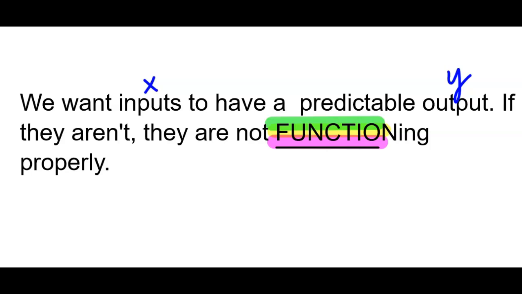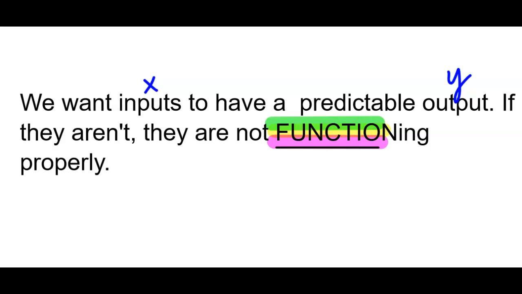So what we input, we want our inputs to be a predictable outcome or output. Okay, if they're not, it's not a function because it's not functioning properly. Like if you typed in -2 plus -7 into your calculator and it didn't give you -9, you would be saying my calculator's not working, right? So that's what we're looking at today.